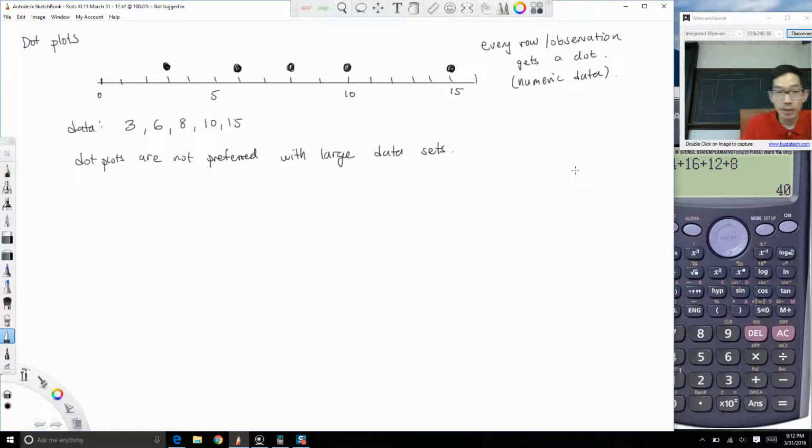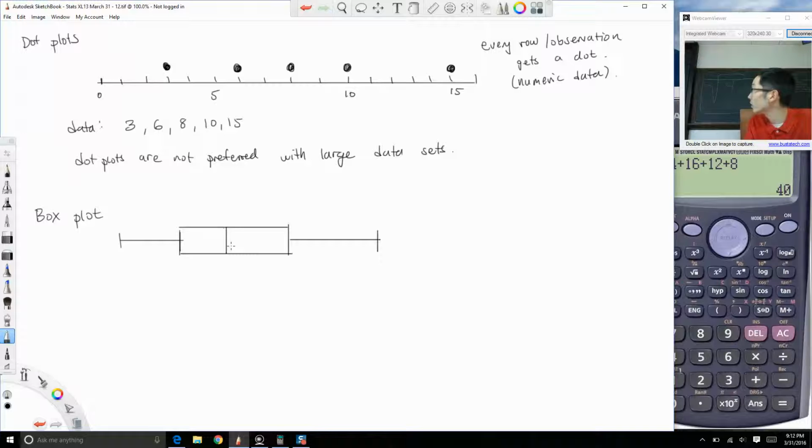Let's see. I'm going to skip ahead in the text to talk about the box plot. What the box plot does, and I'm going to throw out some terms here which I will discuss later in today's lesson, is it looks like this, and maybe something like this.